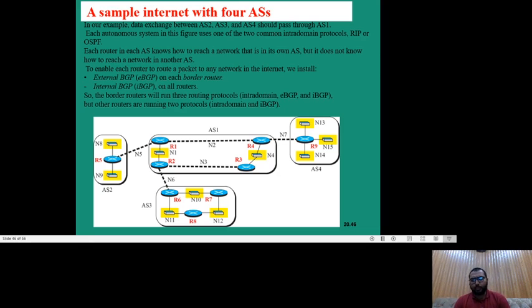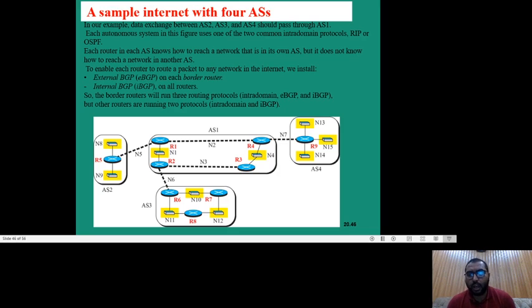So I can ask you: which routers will be used as external routers? Here you see R1 in autonomous system 1, and similarly R2 and R4. They are used as external routers, or border routers, because their job is to establish communication or routing with another autonomous system. So definitely eBGP will be installed on top of that, along with iBGP.